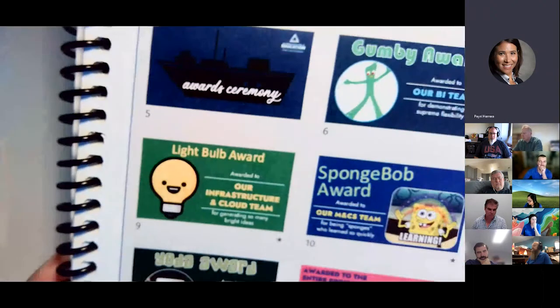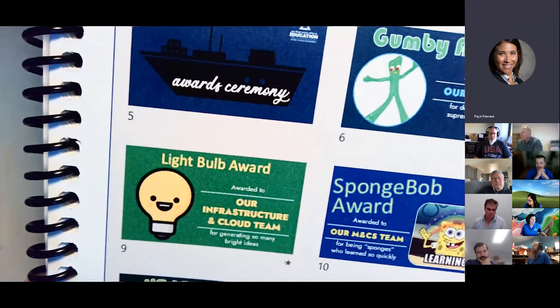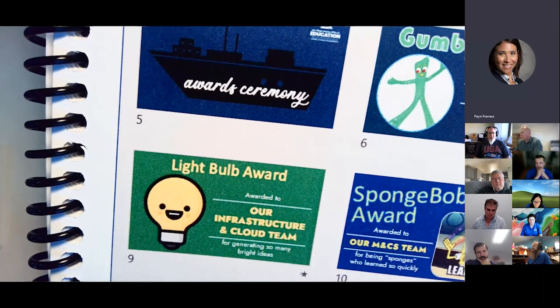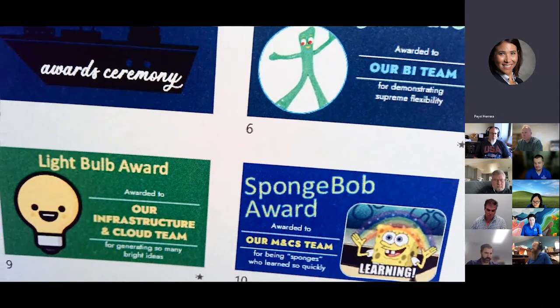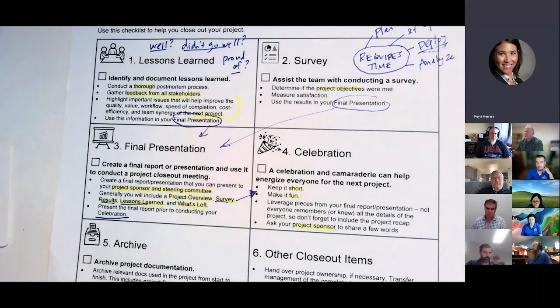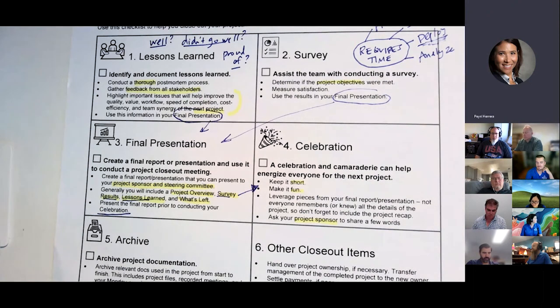So we kind of morphed it, but we gave out little awards, like we gave a light bulb award. And it was just a slide on a screen, but it was to our infrastructure and cloud team because they generated so many bright ideas. And then we gave the SpongeBob award to our media and creative services team because they had to be sponges and learn so quickly. So you can do whatever you want for your celebration. It's really about acknowledging people and bringing closure to the project. Okay, people need closure. We need closure for all sorts of things. We need it for our projects too.